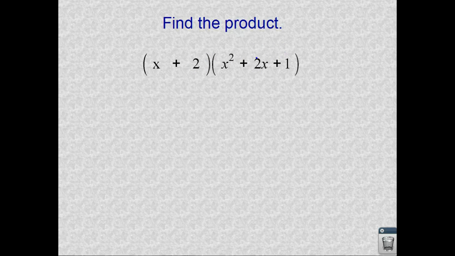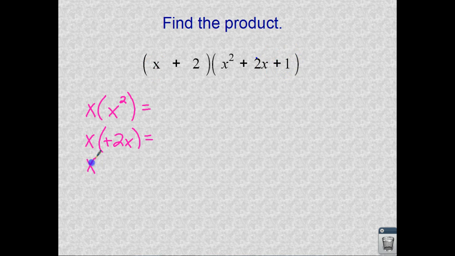Same process though. Let's take our first term x, multiply it by our first term, which is x to the second power. That's going to get an answer. Take x, multiply it by our positive 2x, so x times positive 2x. And then x multiplied by the last term, which is 1. So x multiplied by 1, and that's going to get an answer.